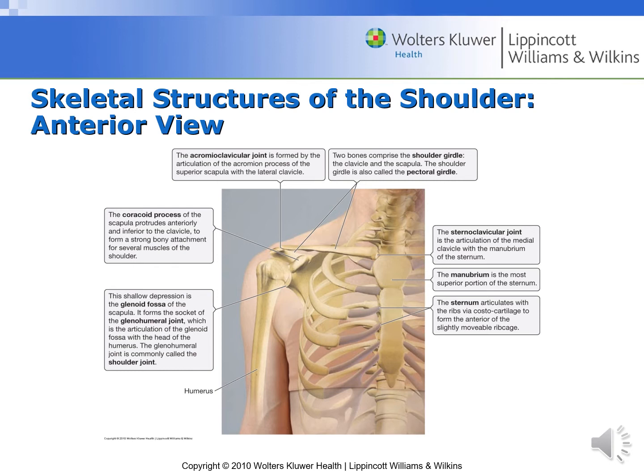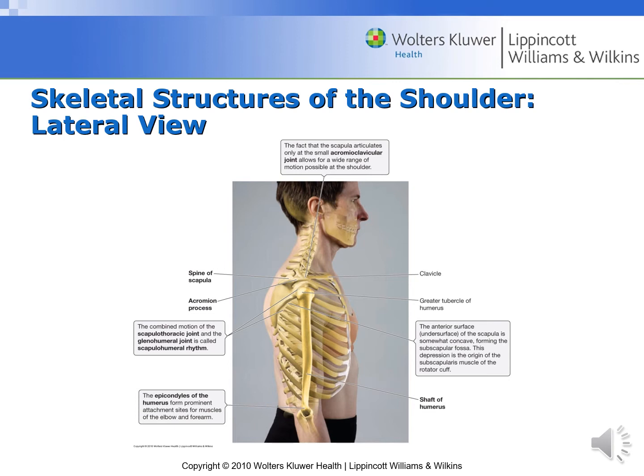Over to our right, at the top, we see the shoulder girdle. The shoulder girdle is comprised of the clavicle and scapula bones. The shoulder girdle is also referred to as the pectoral girdle. The sternoclavicular joint is the articulation of the medial clavicle with the manubrium of the sternum. The manubrium is the most superior portion of the sternum. The sternum articulates with the ribs via the costocartilage to form the anterior of the slightly movable rib cage.